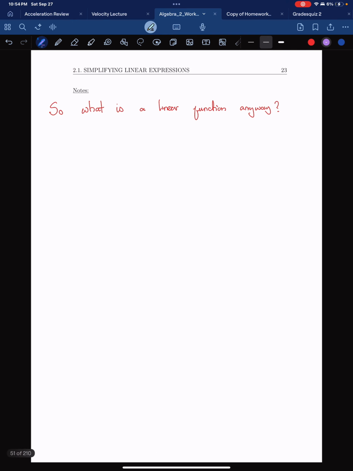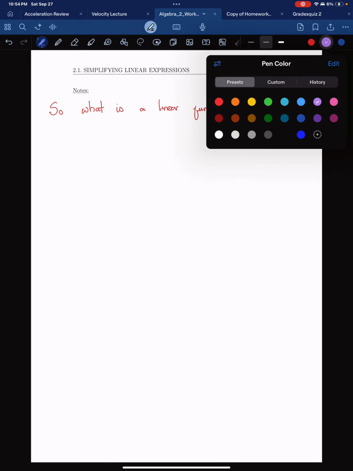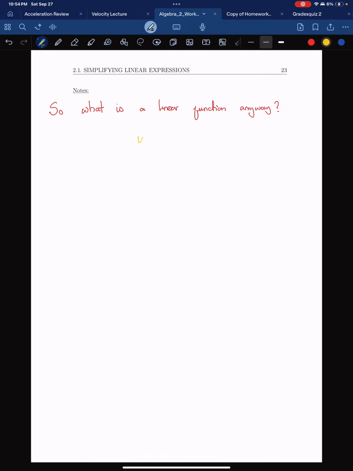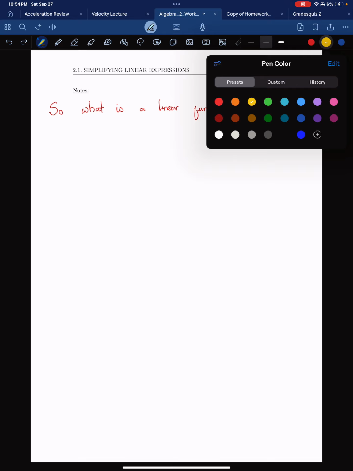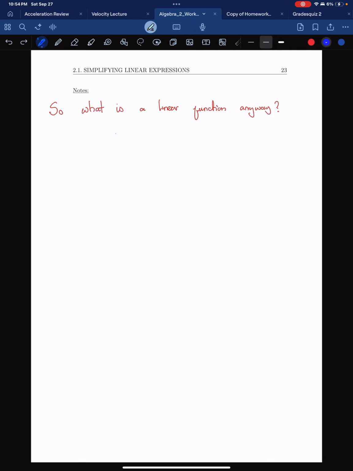We're almost done, guys. So anyway, what is a linear function? All right, what is the linear function? Let me try to change the color to keep it interesting for you guys. Yellow is a horrible color. I want a color that you can see clearly. What is a linear function anyway? A function of the form y equals mx plus b.